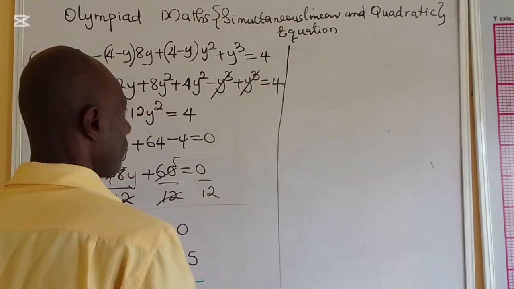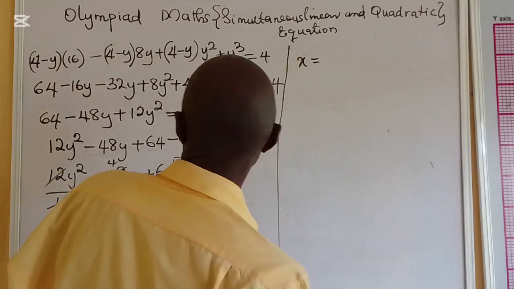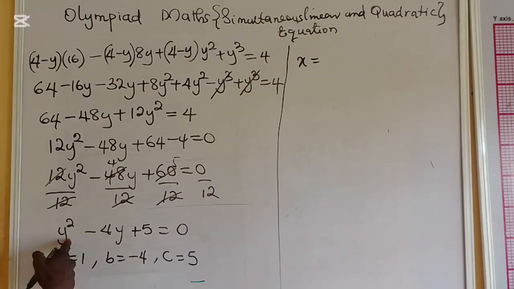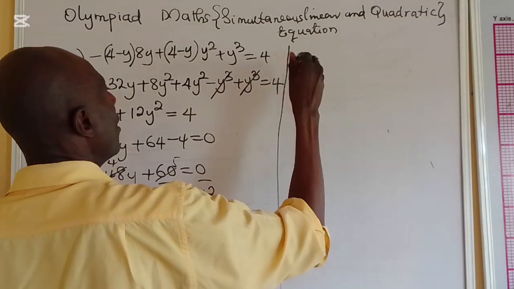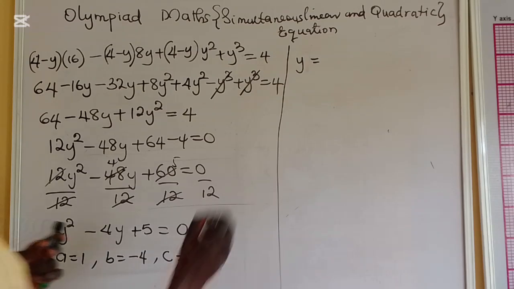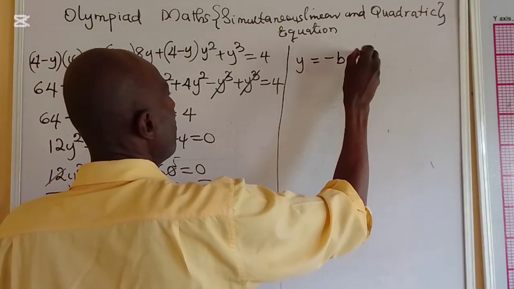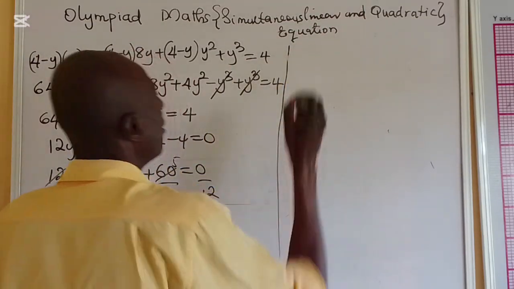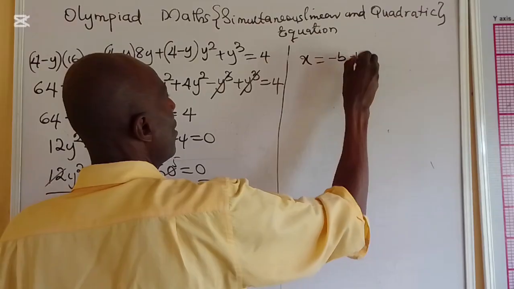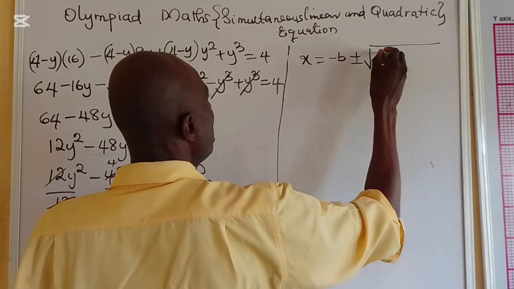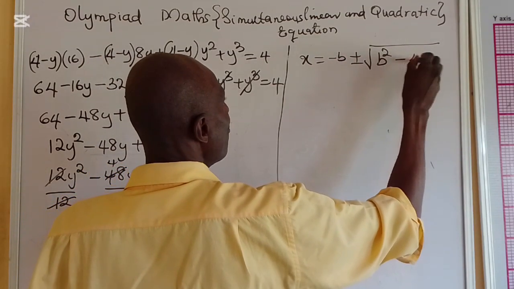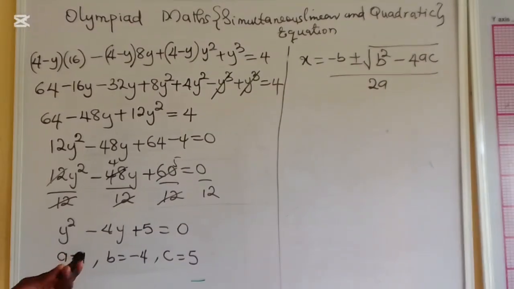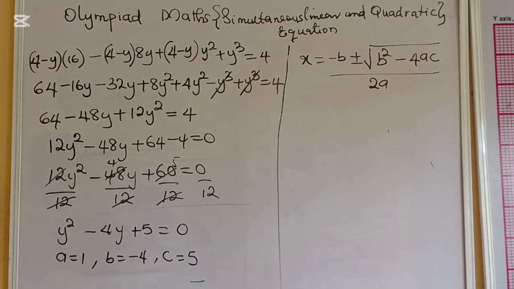Which says x is equal to... alright, they're using y now, so let me put y there. Y is equal to minus b plus or minus the square root. Oh, let me use x. That's the formula we usually use. Let me use x. Don't bother. X is equal to minus b plus or minus the square root of b squared minus 4ac over 2a. That is what we normally use. You can use y. You can use any alphabet you choose to use.